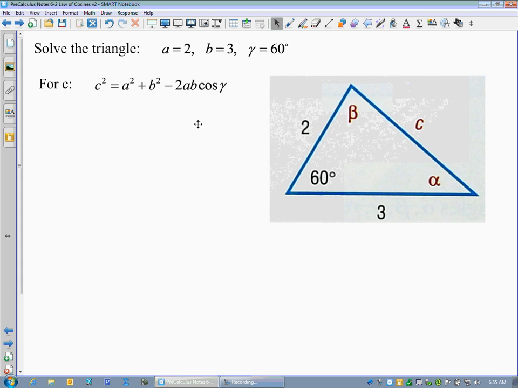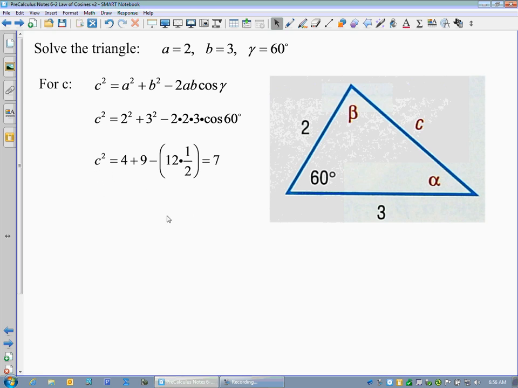And now I'm going to substitute in the values I know, because I know a is 2, I know b is 3, and I know gamma is 60. So substituting in those values, I can further simplify. 2 squared is 4, 3 squared is 9. Cosine of 60 is 1/2. And when you clean that all up, you get 7. But remember, that's c squared equals 7.